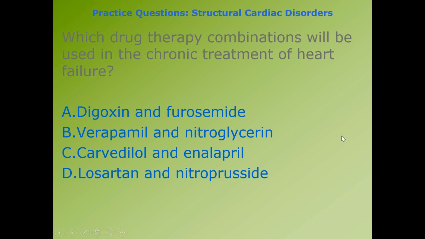Which drug therapy combination will be used in the chronic treatment of heart failure? So we just talked about the things that we're going to give. We know that with heart failure there is an abnormal or inappropriate activation of the sympathetic nervous system and the RAS, and therefore, because the patient has chronic heart failure, we would like to inhibit those so that they're not activated. To inhibit the sympathetic nervous system, we would give carvedilol. The patient would be taking carvedilol, and to inhibit the RAS, the patient would be taking an ACE inhibitor, which are drugs that end in -il, so enalapril is a good option.